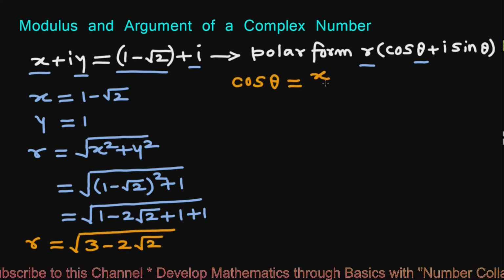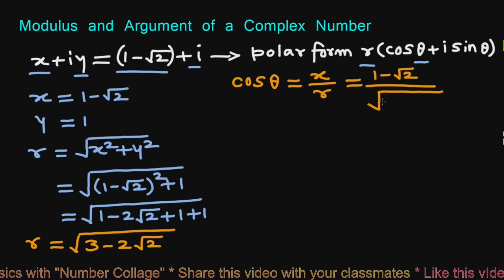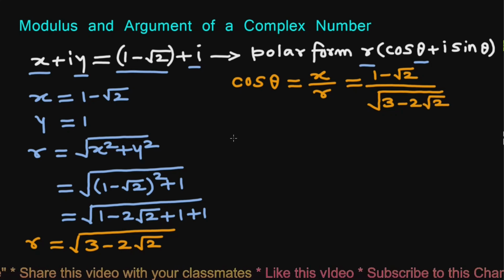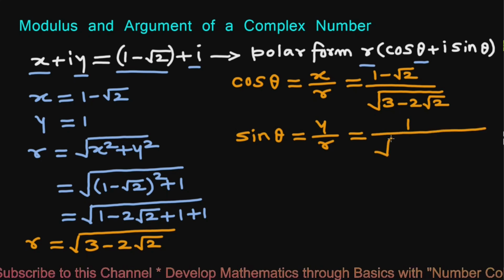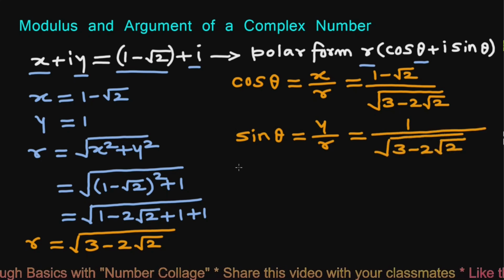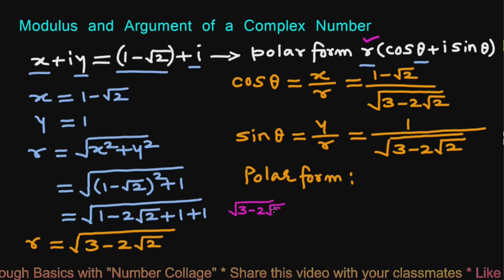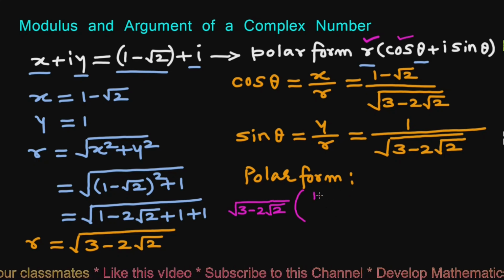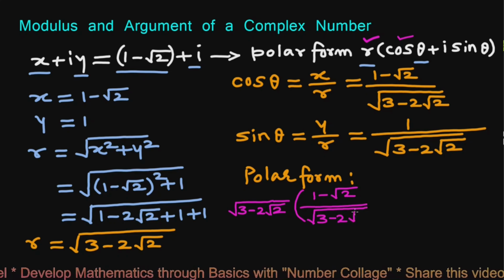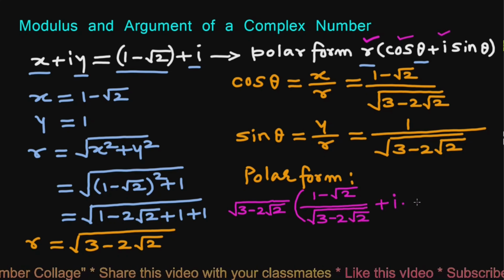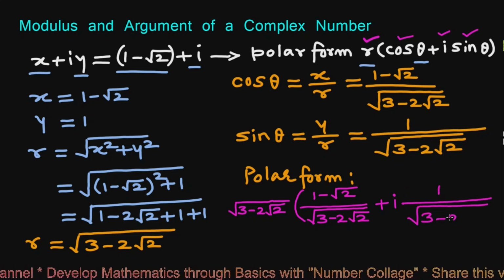Cos theta will be x by r, that equals 1 minus root 2 upon square root of 3 minus 2 root 2. Sin theta will be y upon r, that is 1 upon square root of 3 minus 2 root 2. So the polar form will be r, square root of 3 minus 2 root 2, into cos theta, which is 1 minus root 2 upon square root of 3 minus 2 root 2, plus i into sin theta, which is 1 upon square root of 3 minus 2 root 2.